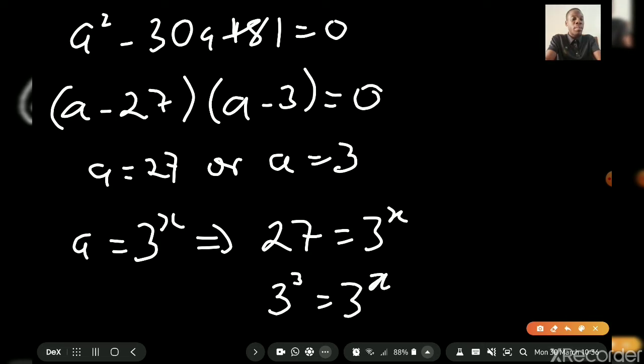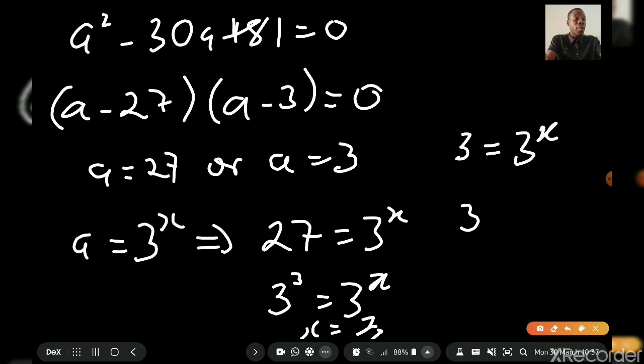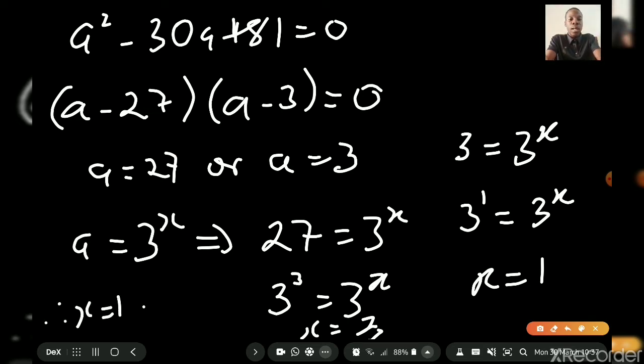Since the bases are the same, x is equal to 3. Then we can also say that a, which is 3, is equal to 3 raised to the power x. And 3 is the same as 3 raised to the power 1, is equal to 3 raised to the power x. Since the bases are the same, x is equal to 1. So we say that therefore x is equal to 1, or x is equal to 3.